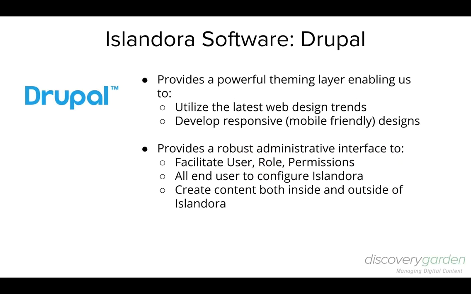So let's explore a little bit more about each of the three components that make up Islandora. Start with Drupal. The Drupal content management system is the layer that exposes the repository to the web. Now it provides a powerful theming layer that enables us to utilize latest web design trends and develop responsive and mobile-friendly designs that really fit well with your organization. And it also provides a robust administrative interface that facilitates users' roles and permissions while allowing all end users the ability to configure Islandora.